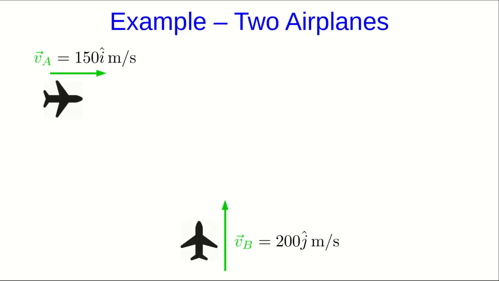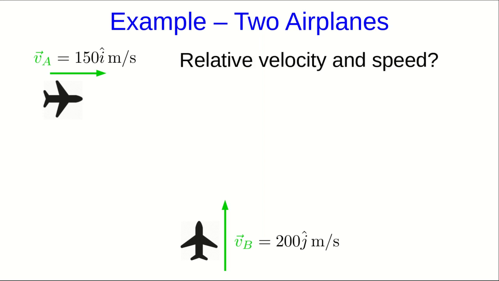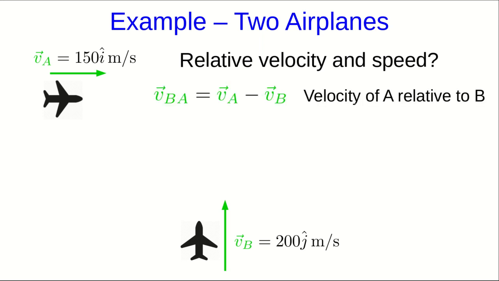Let me just show you a quick example of this. Suppose we have two airplanes moving as shown, and we want to know the relative velocity and speed. I'll just say an air traffic controller would be quite interested in the relative velocity, because if the relative velocity vector points along the line connecting the planes, that tells them these planes are going to collide. So we're going to calculate it using the definition of relative velocity that we've just come up with. And note that that corresponds to this drawing.